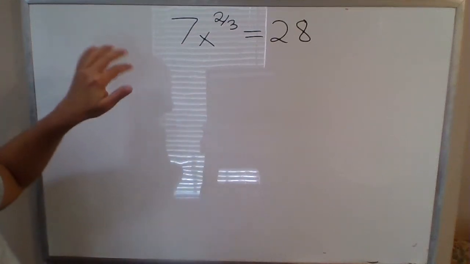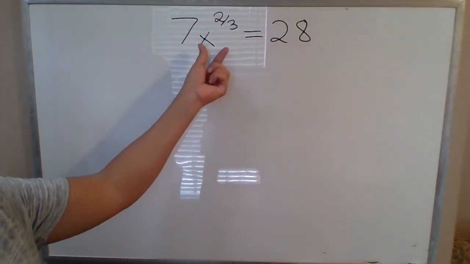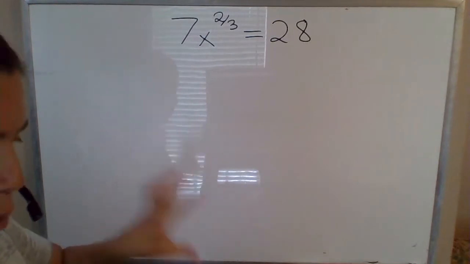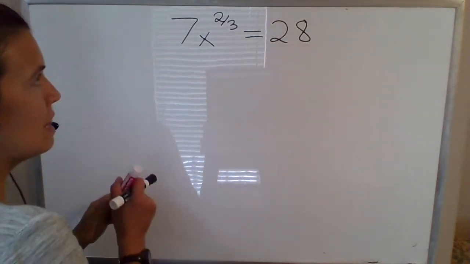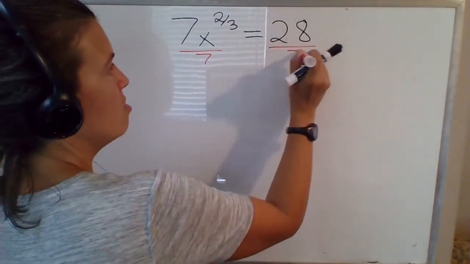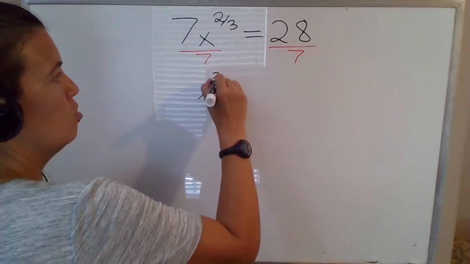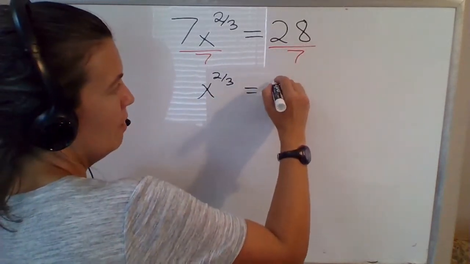In this video, I want to solve the equation 7 times x to the 2/3 power equals 28. When you're solving an equation like this that involves a rational exponent, the first thing to do is to isolate that most complicated part of this equation, which is the x to the 2/3. We want to get that part of the equation by itself. So I'm going to divide both sides of this equation by 7. And so that gives me x to the 2/3 equals, conveniently enough, 28 is evenly divisible by 7.